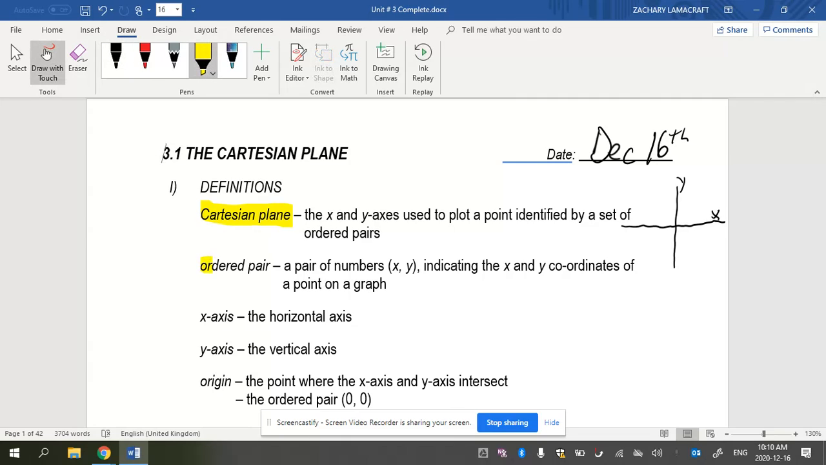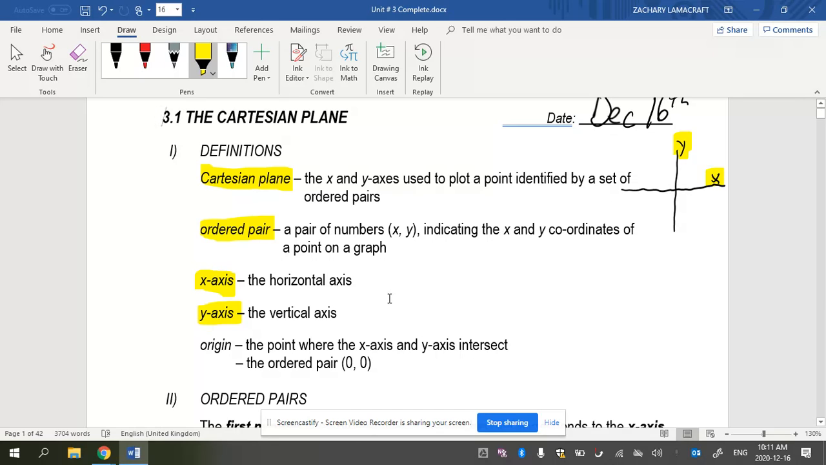So basically the points on this Cartesian plane are called ordered pairs. So a pair of numbers based on the x and y axis indicate the x and y coordinates of a point on the graph. Okay, so that's what we're dealing with here. So the x-axis, as I just outlined, is that horizontal axis, and the y is that vertical axis, okay? Those basically help us when we're plotting points.